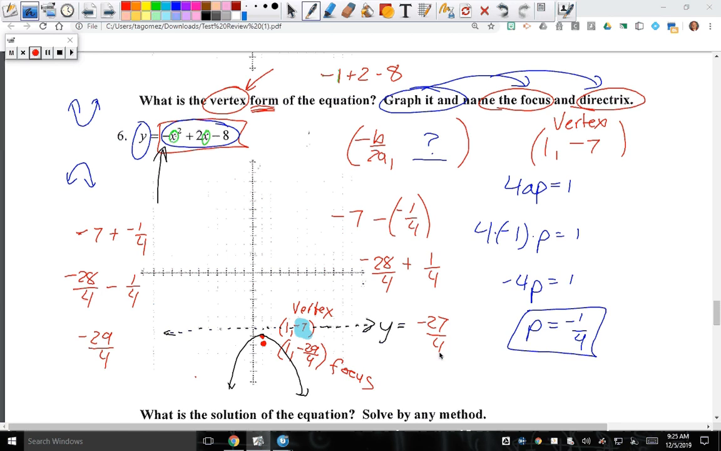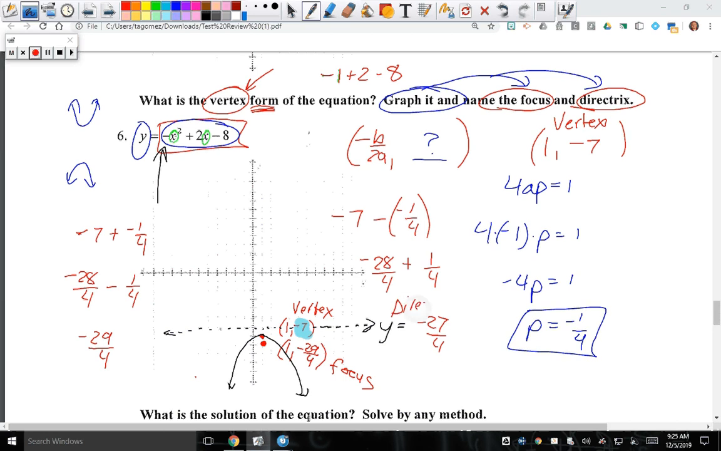On your projects, some of you dashed them, a lot of you did not dash them, okay? Please make sure to dash them on the test for the directrix. Any questions? So we graphed it, we named it, we labeled it.